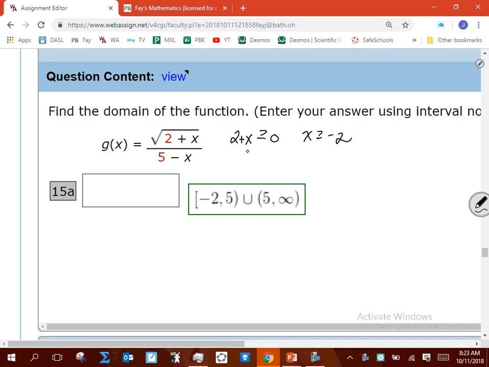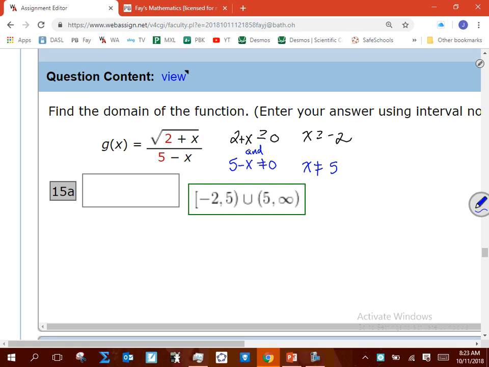All right. Then I take the denominator, and the denominator cannot be 0. So 5 minus x cannot be 0. So then x cannot be 5, right? Now, this is an "and."